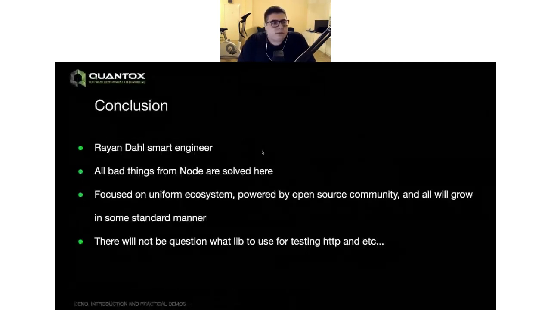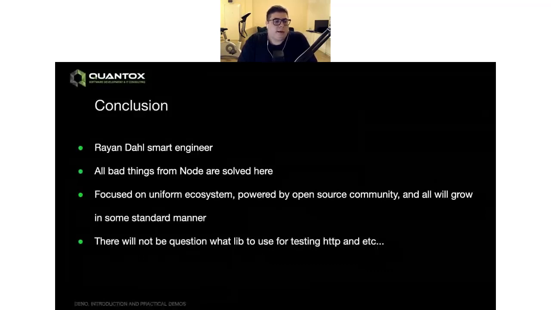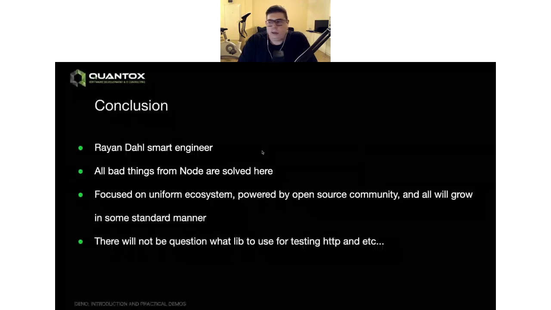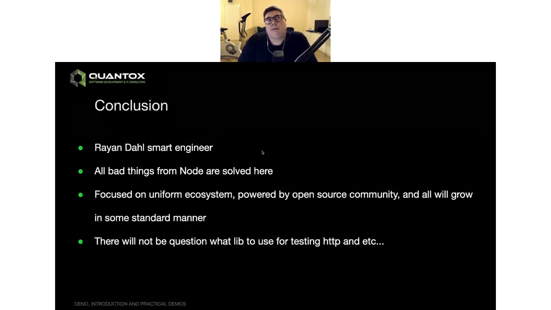So after this example, I have my personal conclusions. As I said, Ryan is a smart engineer. I believe him. He proved himself, and I believe in this project. All bad things from Node are solved. What bad things? Probably they realized they must have some ecosystem. They standardize things, documentation, and so on. And also they wrote it in Rust, probably more performant. I don't know, but with modern JavaScript.